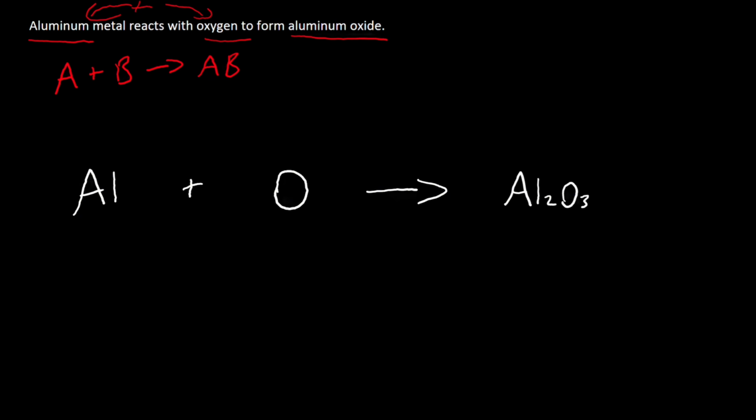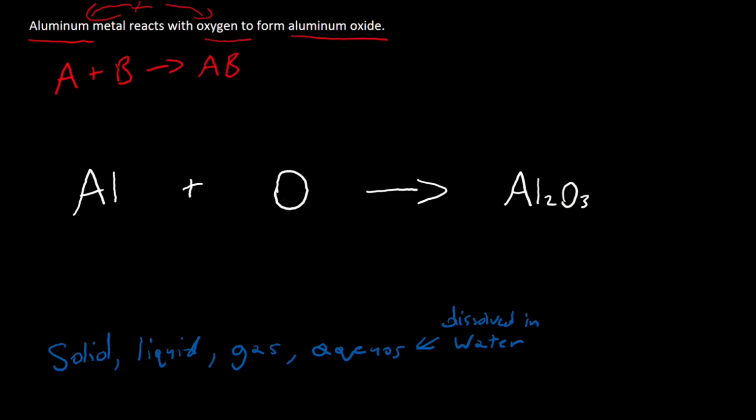First of all, for chemical equations, we always need to state the states of each compound. These states include solid, liquid, gas, and aqueous. Aqueous just means dissolved in water. And the way that we add these states to each element or compound is we add an S, an L, a G, or an AQ as a subscript. So aluminum, that is a metal, so it is solid. Oxygen is of course a gas, and aluminum oxide is an ionic compound, so we can assume it's a solid.